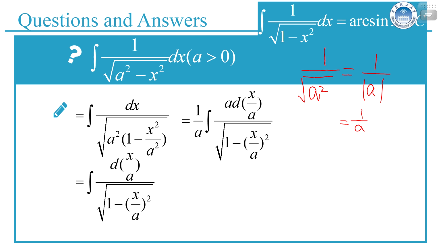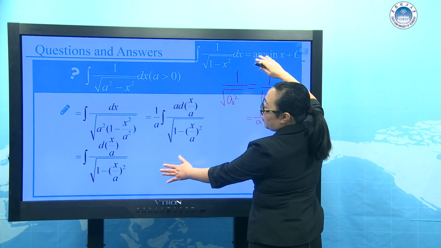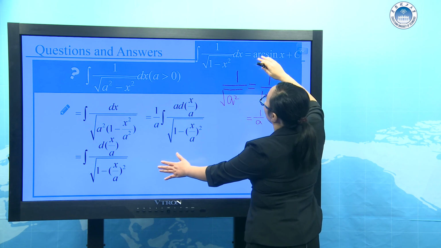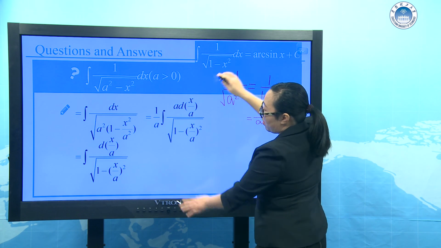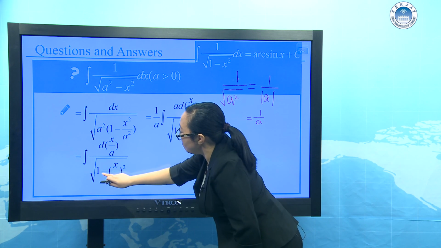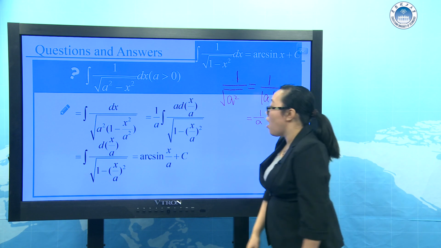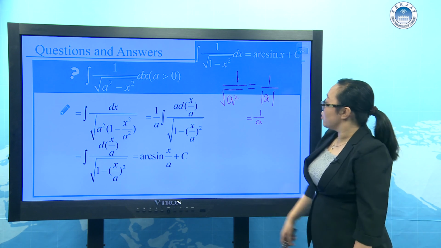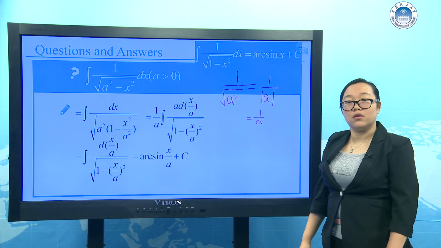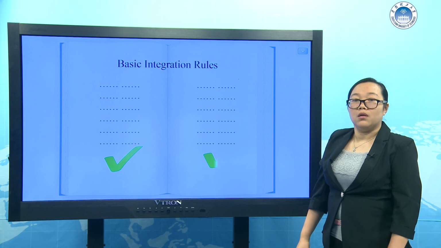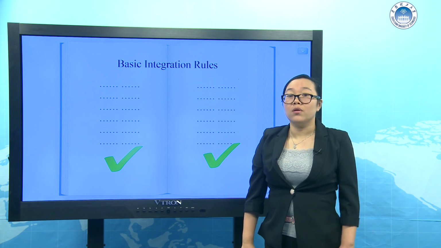So it becomes du over square root of 1 minus u squared. You are still very happy. Why? That's the same variable, same expression. du over square root of 1 minus u squared. So the final result is arc sin of x over a plus c. The question is solved. The class is over. See you next time.